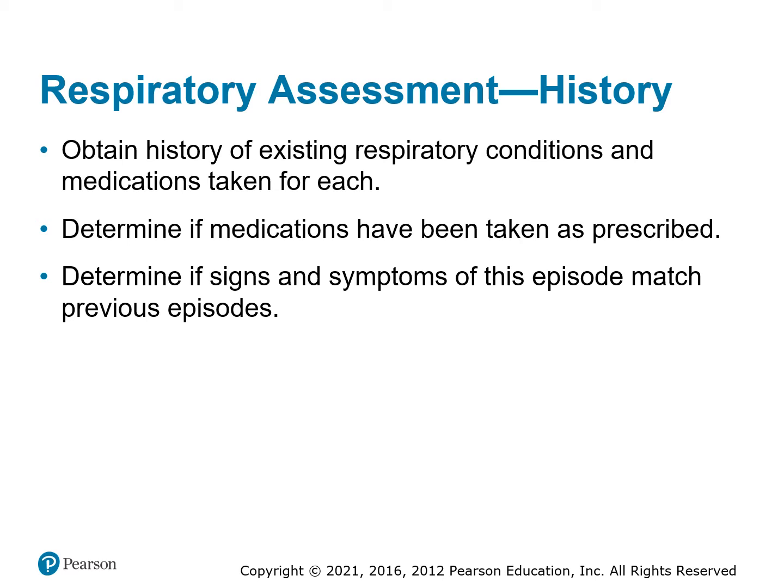So on the history of the respiratory, what kind of conditions have they had in the past? Do they have emphysema? Have they had asthma in the past? Have they had any type of lung damage? Do they take any medications? Are they taking it the way they're supposed to be taking it? And then ask if they've had this problem before. If they had, what did they do to treat it the last time?